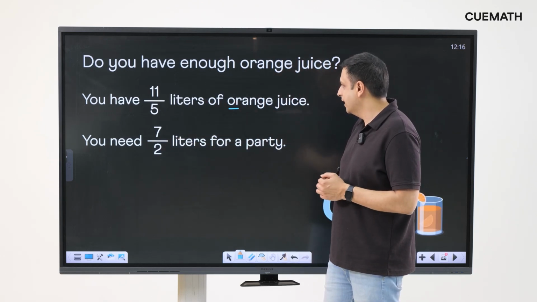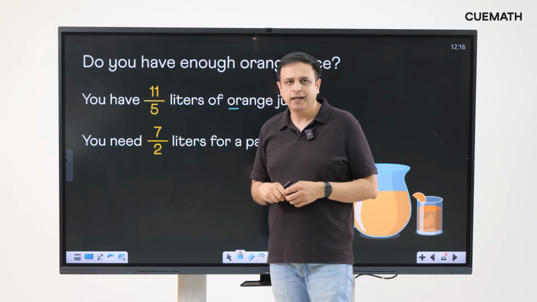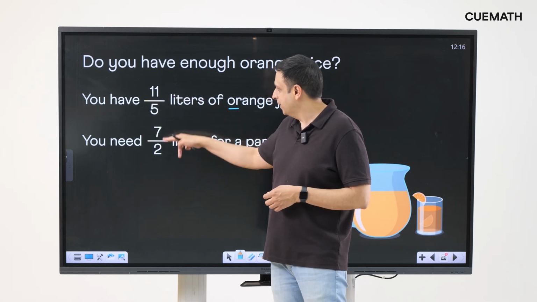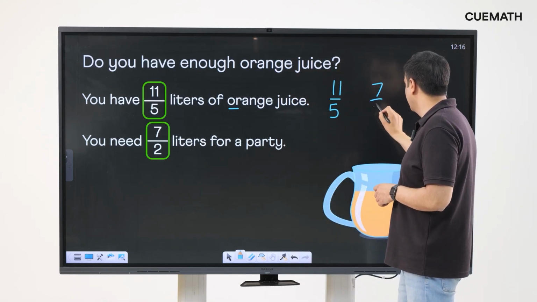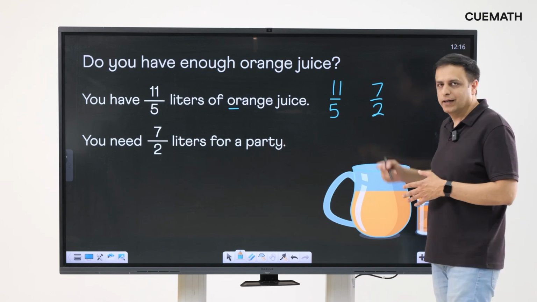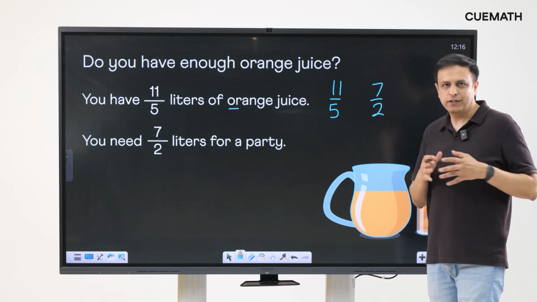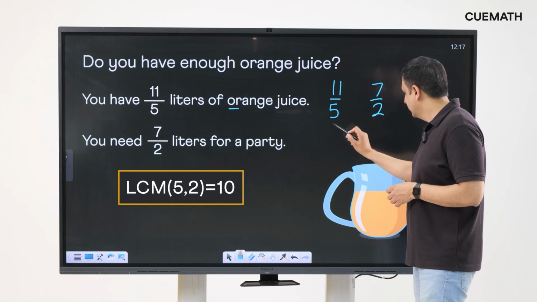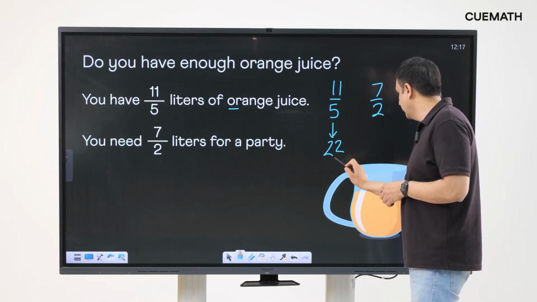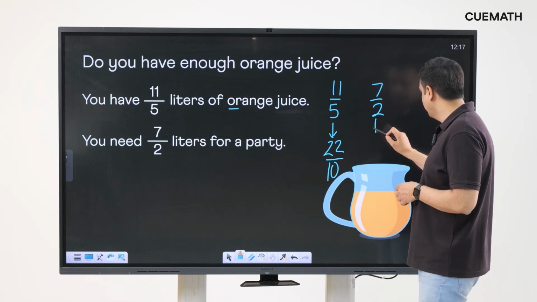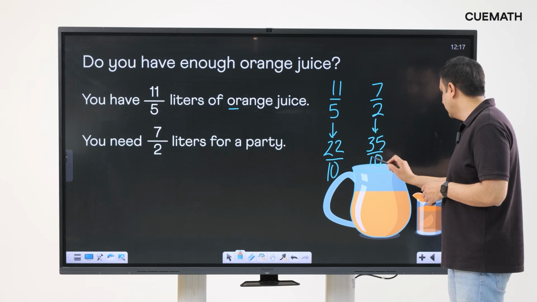So all we need to do here is see whether what we need is less than what you have. So we just need to compare these two fractions, 11 over 5 and 7 over 2. So what we'll do is convert them into equivalent fractions with the same denominator. So 5 and 2, the lowest common multiple is 10. So here we multiply above and below by 2 to get 22 over 10 as our equivalent fraction. Here we multiply above and below by 5 to get 35 over 10 as our equivalent fraction.